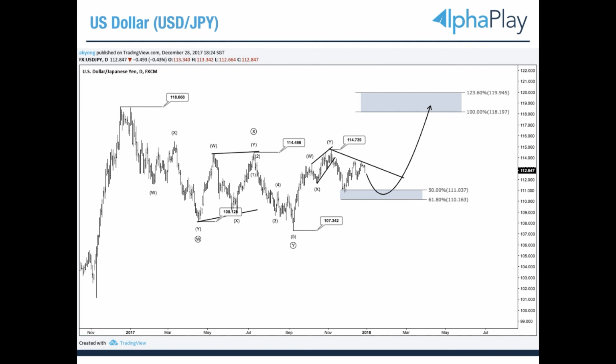Hey, this is not a lot. Basically you look at it, it's about 700 pips only. 111 to about 118, about 700 pips. Yeah, not the most fantastic opportunity to look at.